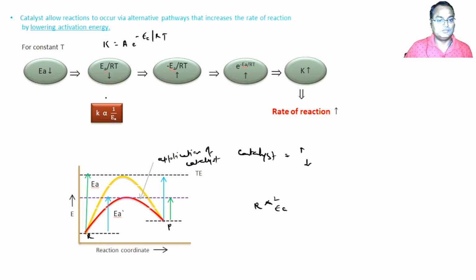So we see that with decrease in activation energy, the value of rate constant increases, that is, the rate of reaction increases. So there is an inverse relation between the rate constant and the activation energy, right? So the lesser the activation energy, the faster the reaction, and vice versa, right? So this is the effect of activation energy on the rate of reaction.